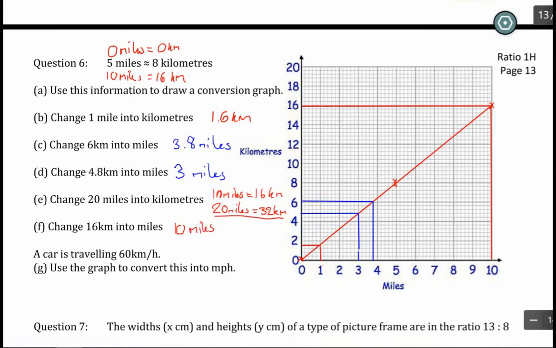And the last one, the car is travelling at 60 kilometers per hour. Use this graph to convert into miles per hour. So just need to change 60 kilometers into miles. Well, it definitely doesn't go up to 60 kilometers. We can't even use 20 and then triple it, because we don't have the corresponding value for miles for 20 kilometers. So we might have to use something a bit smaller.